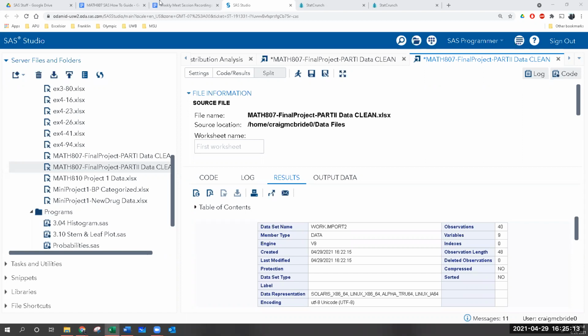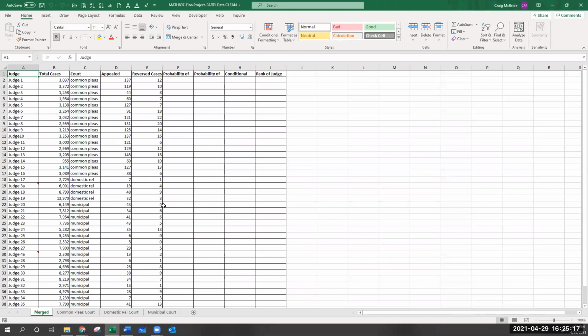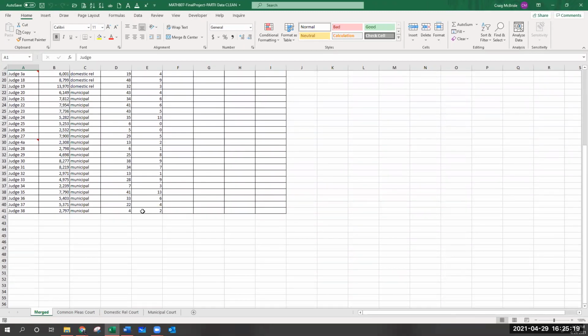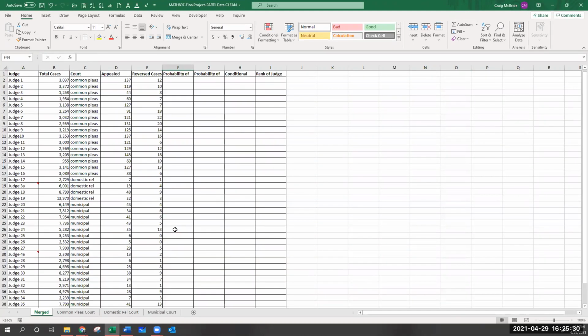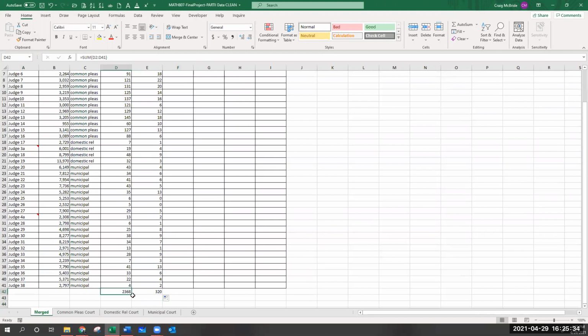So for instance, in this first court, just do this and then come up here to AutoSum, and it sums the whole thing. Then just drag it over here and it does the same thing. So there we have appeals and reversals. And then let's drag it over to get our total, all the way. There we go.